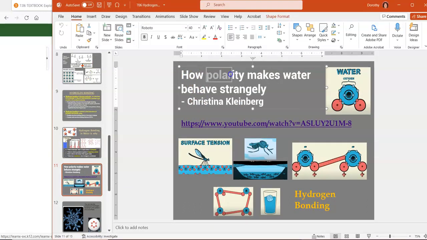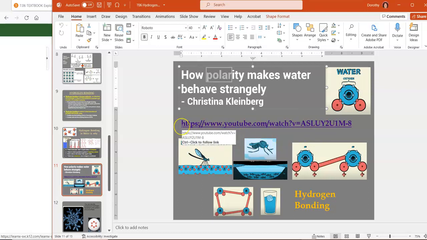Polarity. Water is polar, right? So polarity is what makes water behave the way that it does. Remember, the oxygens are electron hogs. The hydrogens are not. The oxygen tends to be a little negative. The hydrogen's a little positive. That difference in charge is what allows water to behave the way that it does.